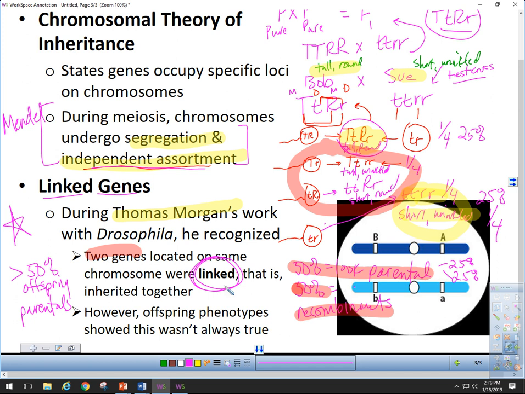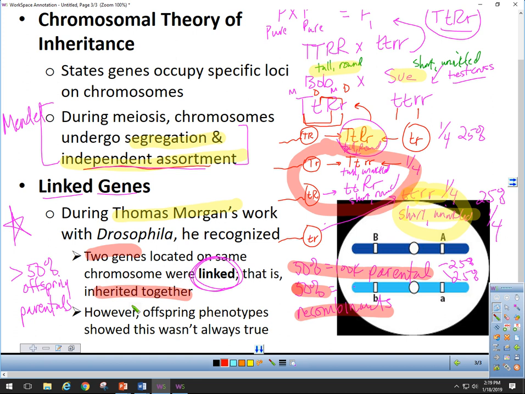And so if they're linked, they're going to be inherited together. Therefore, what you have from your mom, like up here in the case of Bob, his big T he got from his mom, there's a higher likelihood that he's also going to pass that big R from his mom, and therefore more of his children will look like him with that dominant phenotype. Okay, he didn't get 100% looking like the parentals.